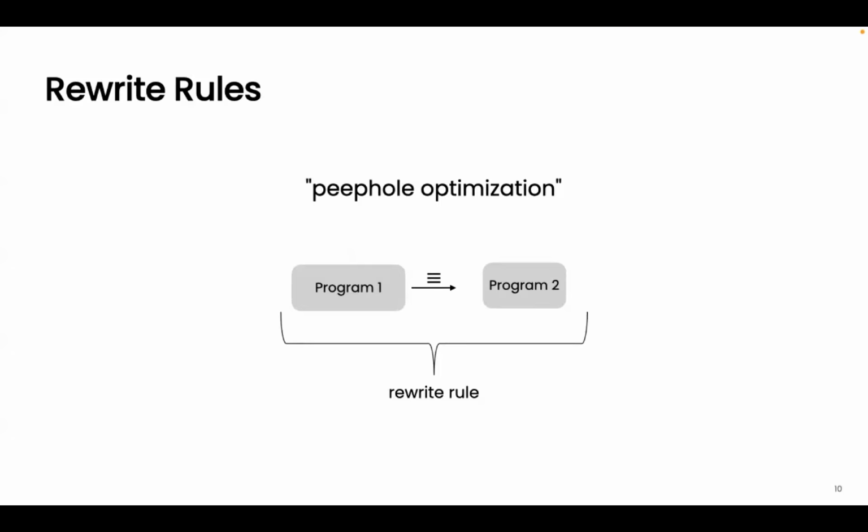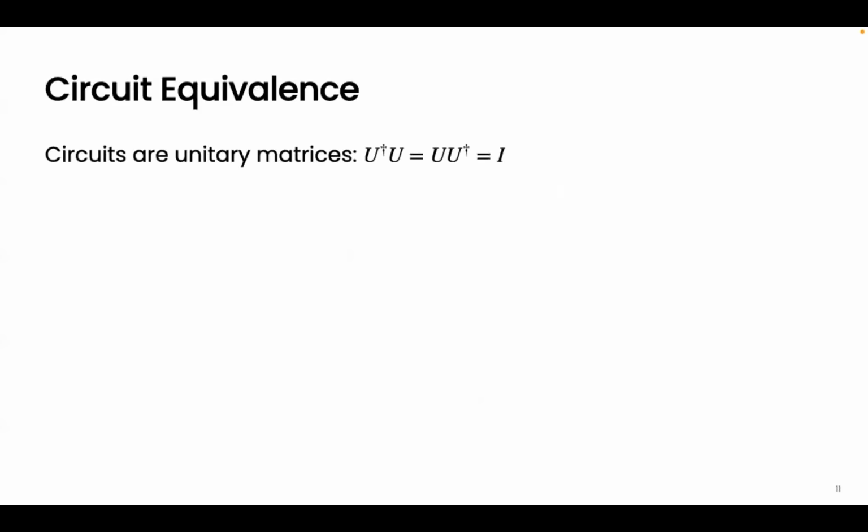And so the important thing here is, what does it mean for two circuits to be equivalent? And as Abtin mentioned in the first part, circuits are just unitary matrices, and I don't think the definition was there, but this is what the definition is for a unitary matrix. And so checking if two circuits are equivalent is just as simple as checking if the unitaries are equivalent.